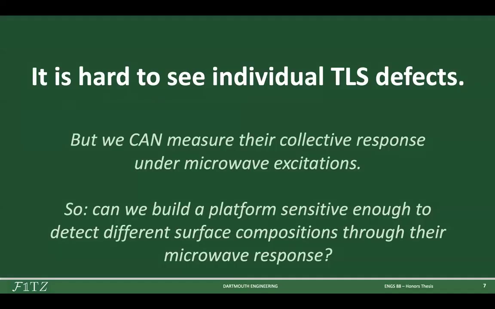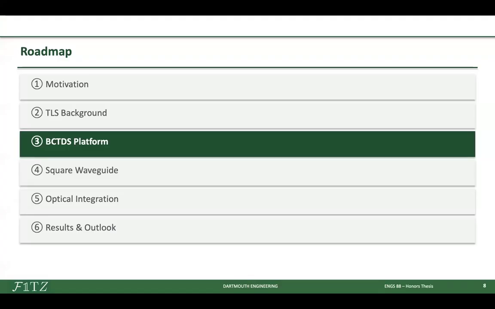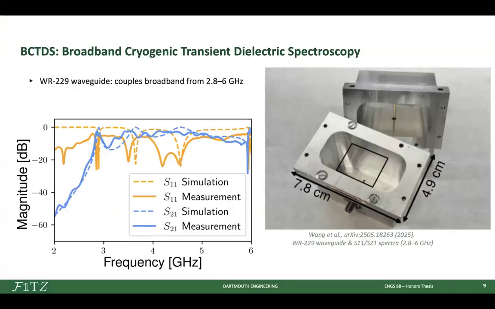So we know it's hard to see these defects, but we can see their collective response under microwave excitations. So are we able to build a platform sensitive enough to detect different surface compositions through their microwave response? The short answer is yes. That's our BCTDS platform that our lab developed, which stands for Broadband Cryogenic Transmission Dielectric Spectroscopy. Now, we implemented this platform with a WR229 waveguide, which is made of aluminum 6061, and it's shown here on the right.